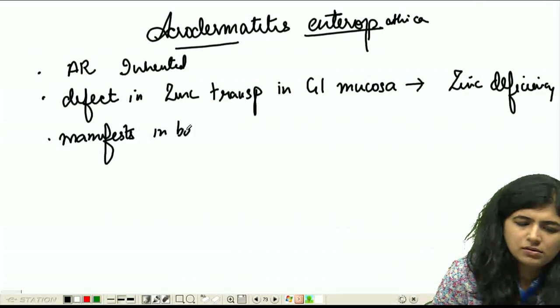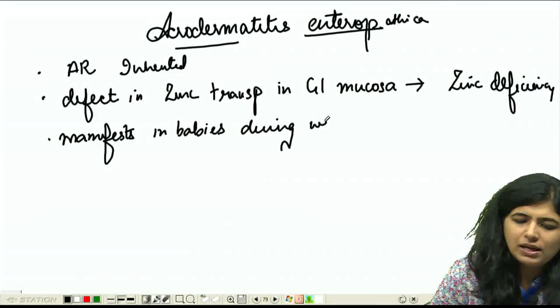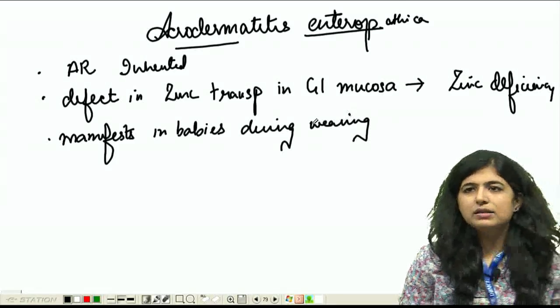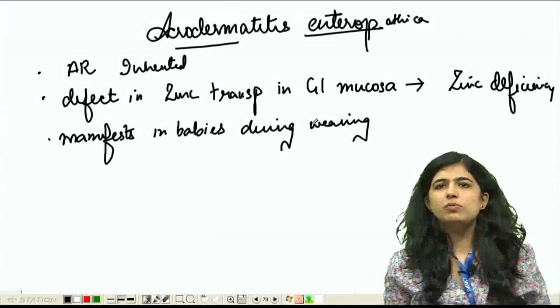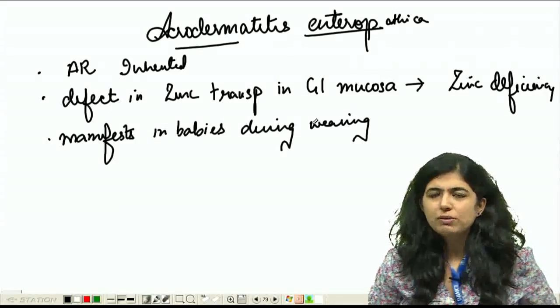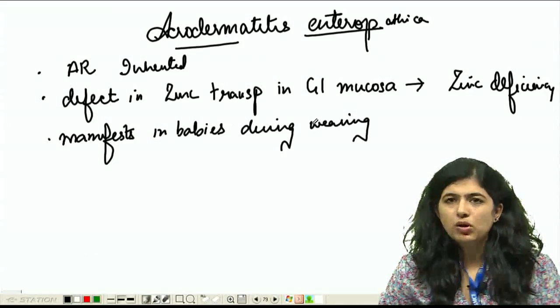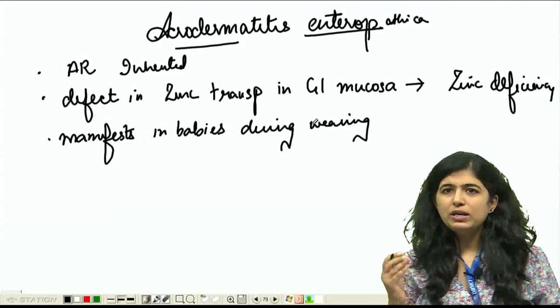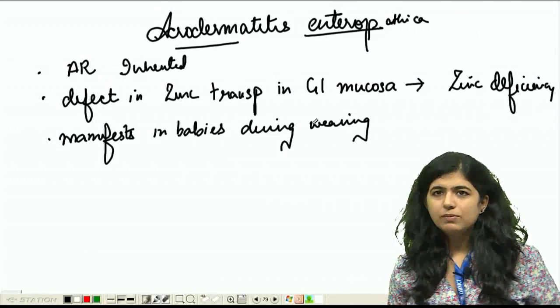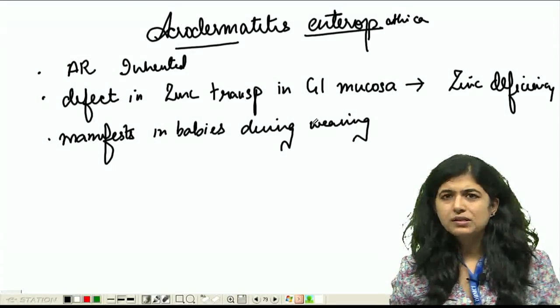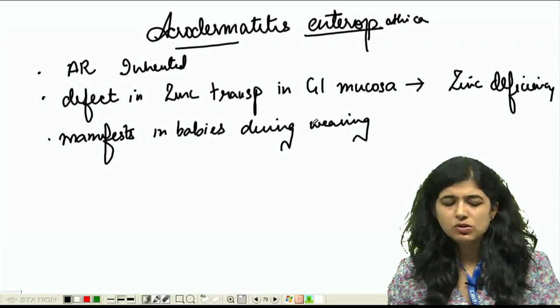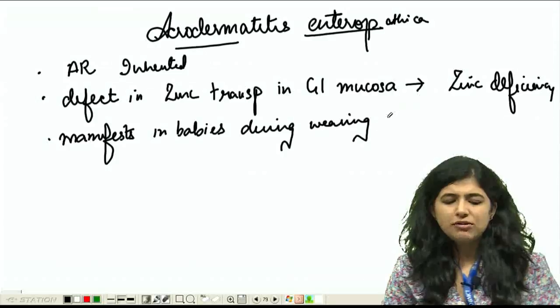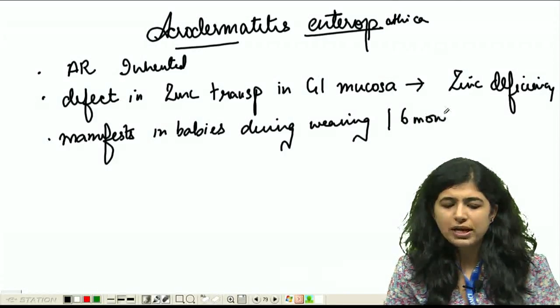It manifests in babies during weaning. See, breast milk is very high in zinc, and the zinc there is easily absorbable. So when the baby is exclusively breastfed, he or she will not manifest the symptoms of zinc deficiency. It is only when you start weaning the breast milk, zinc absorption decreases, and the baby starts to manifest the symptoms of zinc deficiency. So these will generally come at around 6 months of age or later.